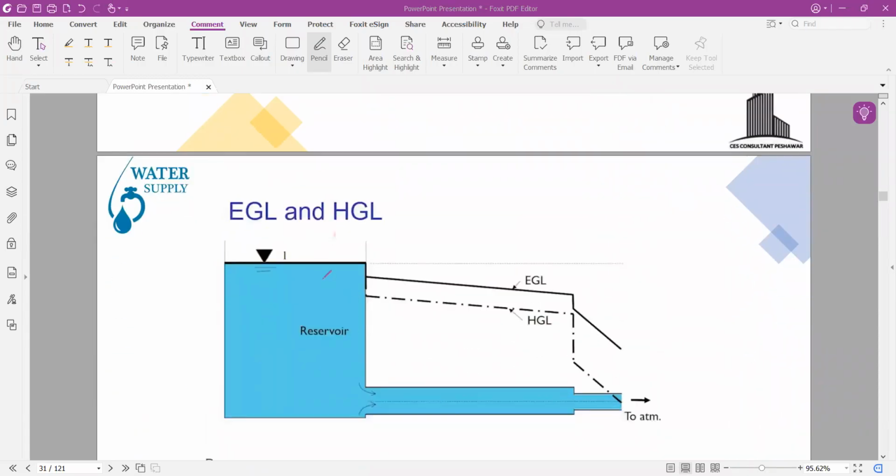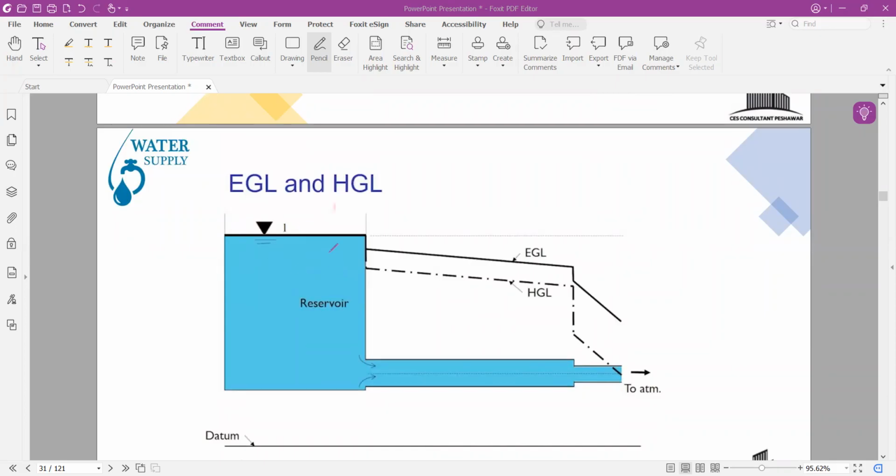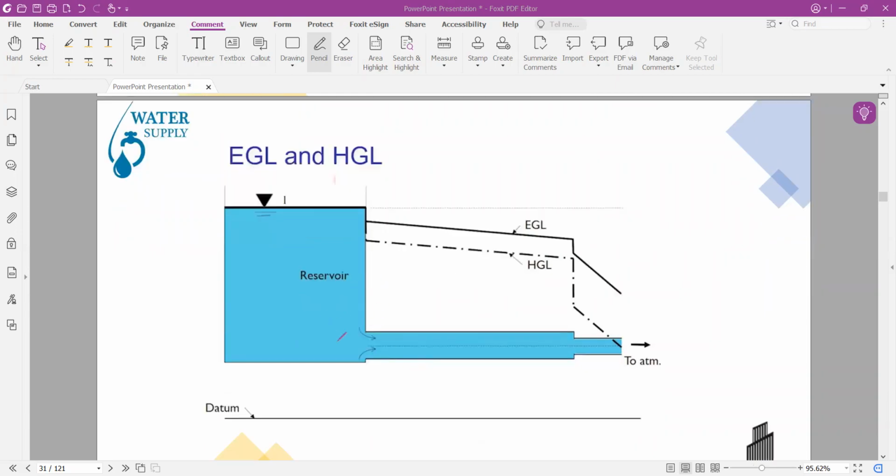So at point one, the velocity is zero, therefore the energy grade line and hydraulic grade line will be equal to each other. When the fluid enters the pipe from a reservoir through the contraction, drops will occur in the energy grade line and the hydraulic grade line, but the difference between these two will be the velocity head. The difference between the energy grade line and the hydraulic grade line is the velocity head, V squared by 2g.